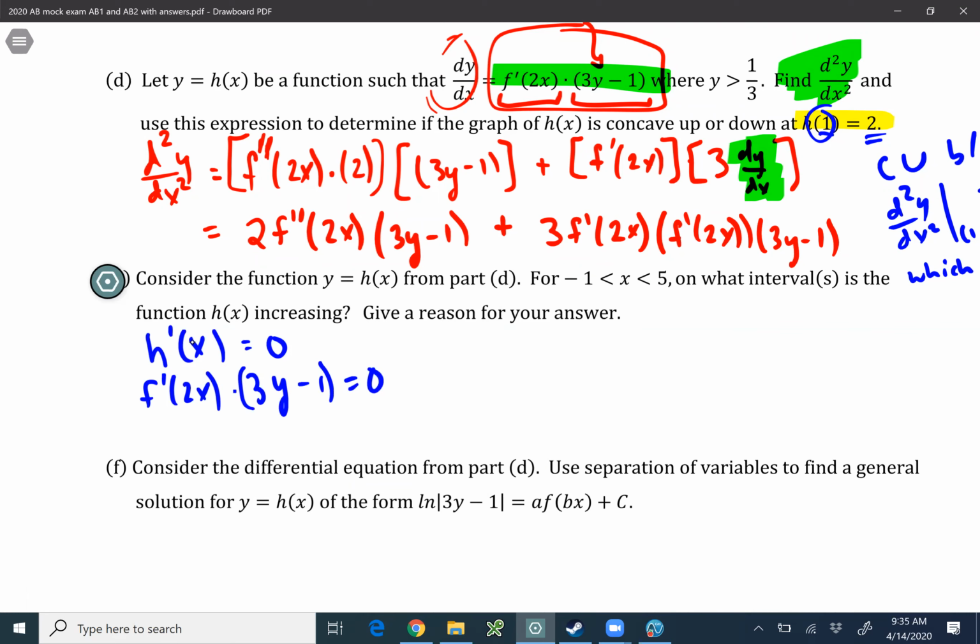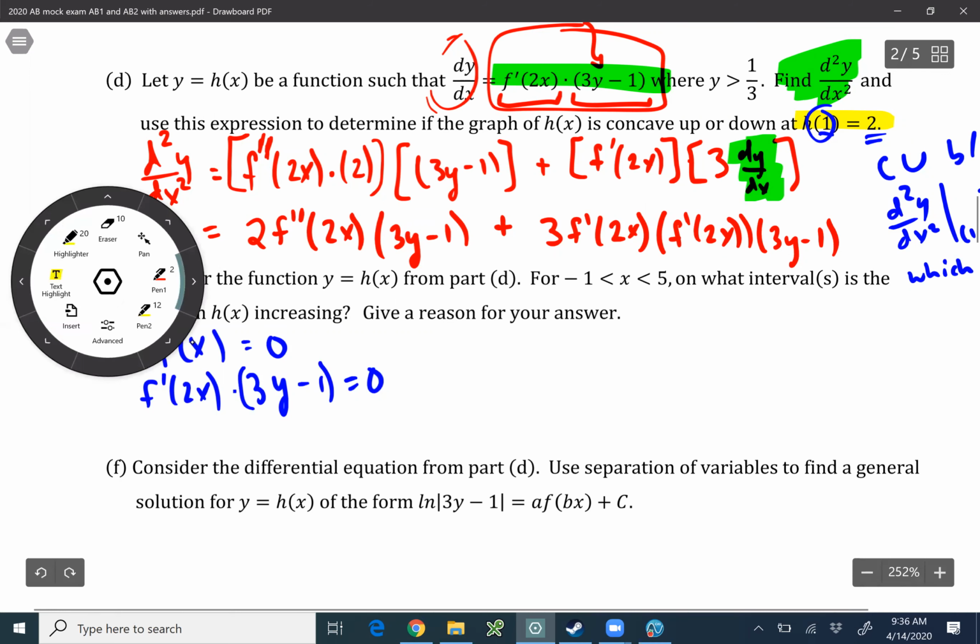So that's a little bit interesting. And basically what's going to happen is either the f prime of 2x part can equal 0, or the 3y minus 1 part can equal 0. So, right, if either one of those two, if this is 0, the whole thing will be 0, or if this is 0, the whole thing will be 0. So I'm going to write f prime of 2x would equal 0, or 3y minus 1 would need to equal 0.